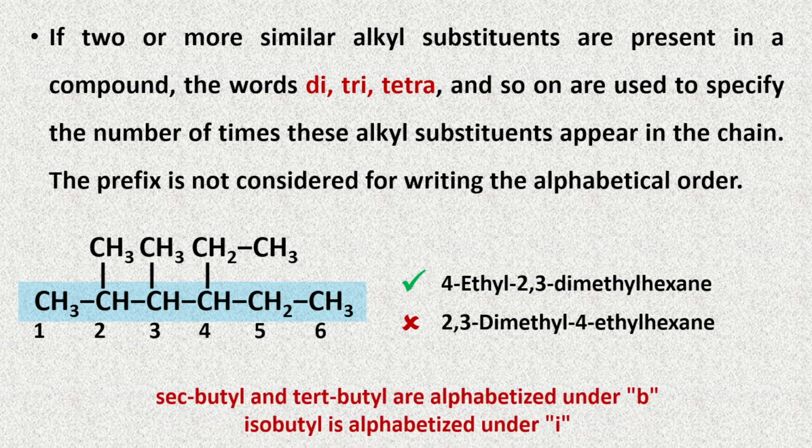An important point must be noted that groups like secondary butyl and tertiary butyl are alphabetized under B. However, isobutyl and isopropyl groups are alphabetized under I, not under B or P respectively. That is, the prefix iso of isobutyl is considered for writing the alphabetical order.